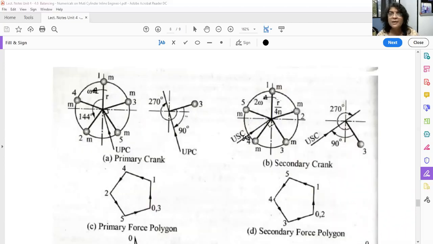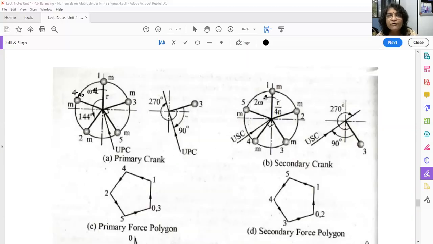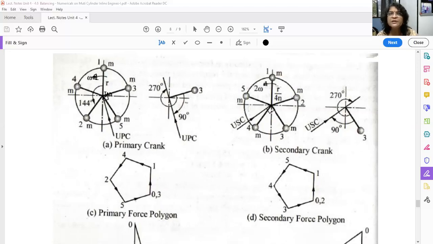Okay. See, the primary crank diagram and secondary crank diagram are physically the same. See, masses 1 2 3 4 5 are there. Here also masses 1 2 3 4 5 are there along the same angular positions, but their sequence is different as per this angular position. So what is the sequence for the primary crank diagram? 1 4 2 5 3 according to the primary crank diagram, and for the secondary crank diagram 1 5 4 3 2. Now you have to just draw the force polygon as per this diagram.